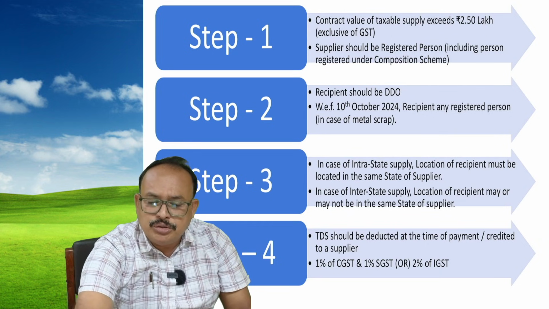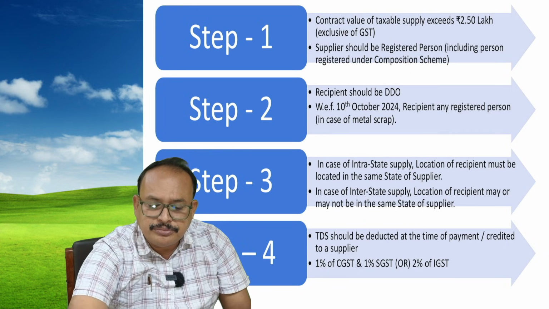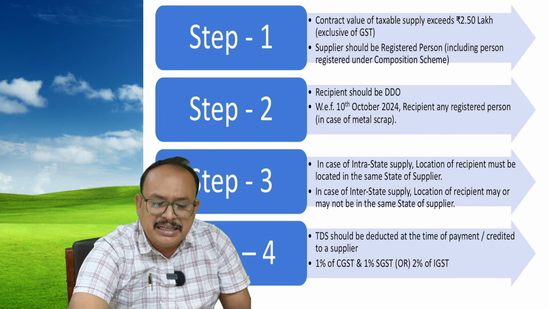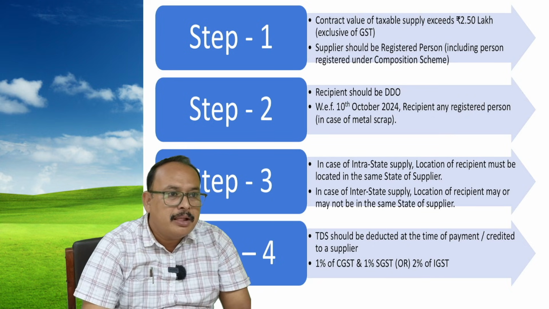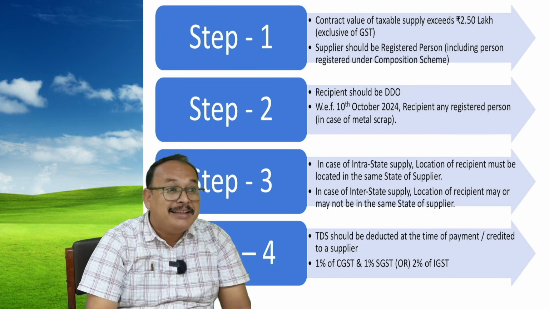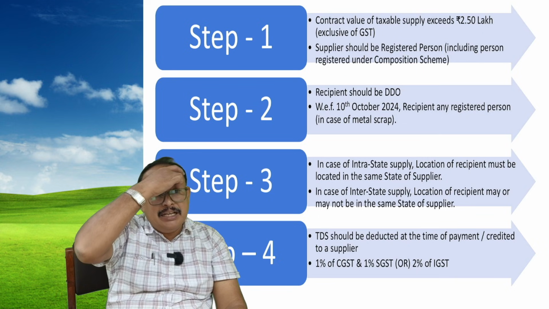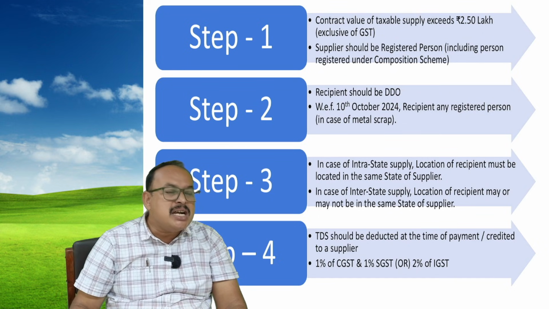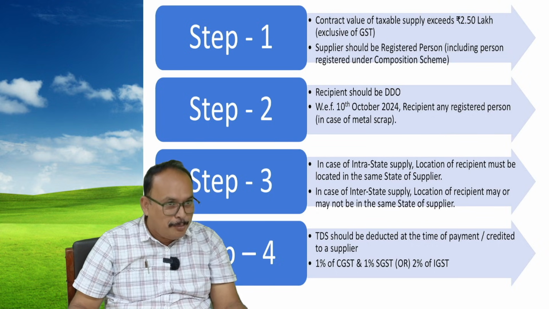Now coming to the point of TCS. Any doubt, ask me. That's TCS. The rate is 0.25% CGST and 0.25% SGST, effectively 0.5%. It is tax collected at source under section 52 of the CGST Act, not section 51.